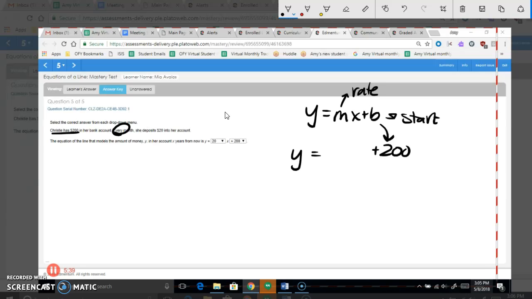Every month, this tells us, this every says, hey, I'm a rate or I'm a slope. She deposits $20 each month. So that's $20 per 1 month, which is great that it's already per 1 of something. That's really nice. So we don't have to change anything like we had to do last time. So now we have our rate of 20, and don't forget that x needs to be here, so we get 20x plus 200.